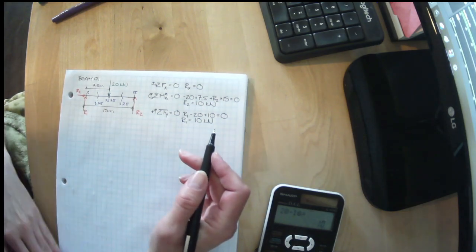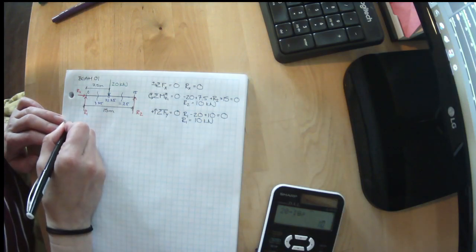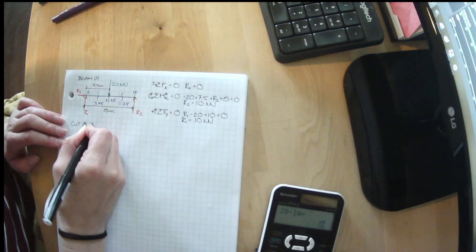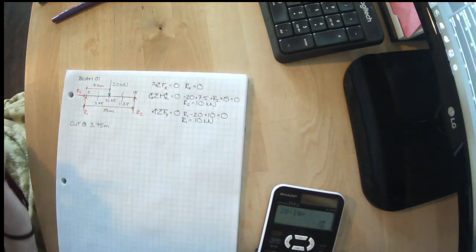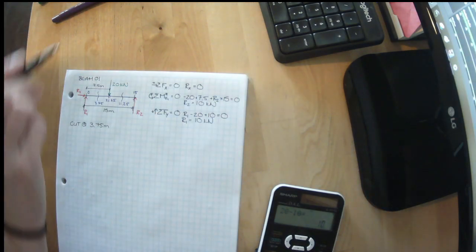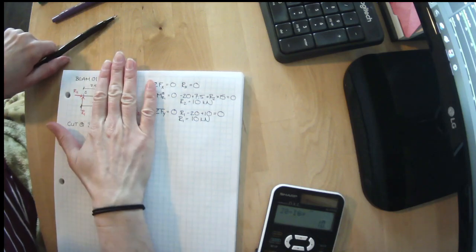So let's start with an easy one. I'm going to pick right here. Let's do a cut at 3.75 meters. So let's do a cut there. Well, if I'm making a cut at 3.75 meters, I'm lazy.